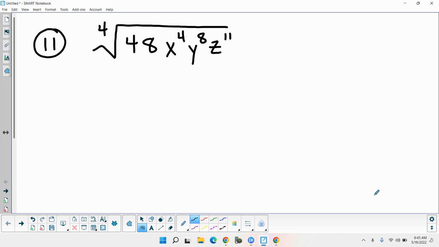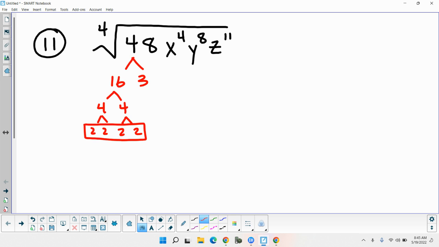So when I do my factor tree, I'm going to do 16 times 3, and then 4 times 4, and then 2 times 2. But it doesn't matter. Some of you went 12 times 4, maybe 2 times 24, maybe 8 times 6. Doesn't matter how you start. Just do your factor tree. And right here, I have a group of 4 2's, right? That means I can pull a 2 out front of the radical. All right? The 3 is going to stay underneath the radical sign.